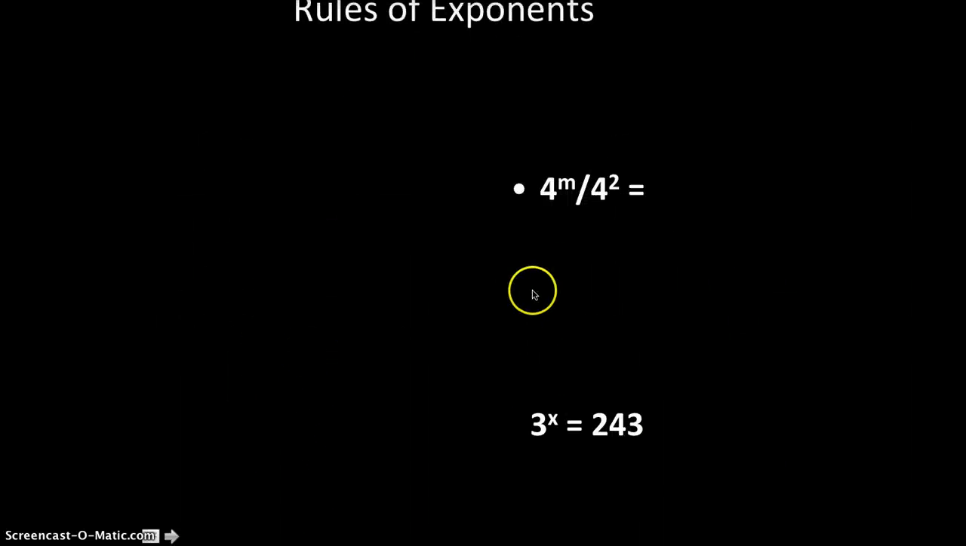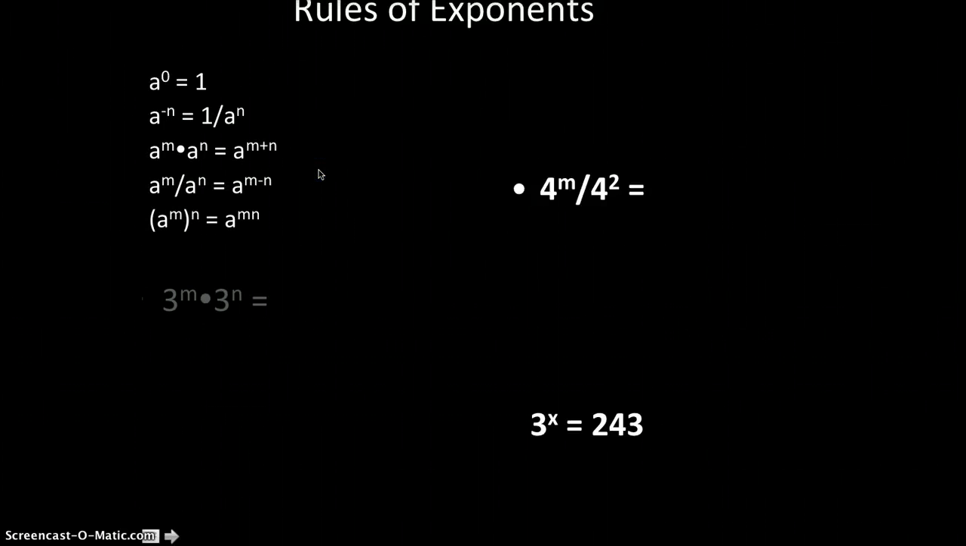An example of that could come up would be 4 to the m. Let's go over here. Let's pull down our formula first. Let's try 3 to the m times 3 to the n. Notice the like bases, so we add the exponents.